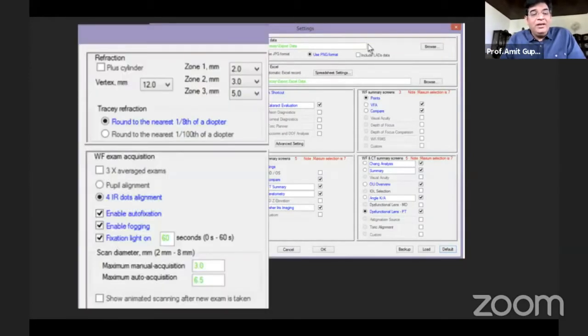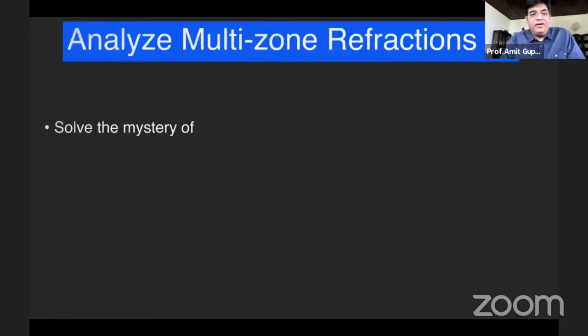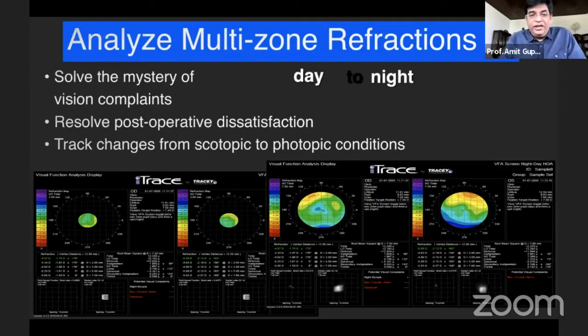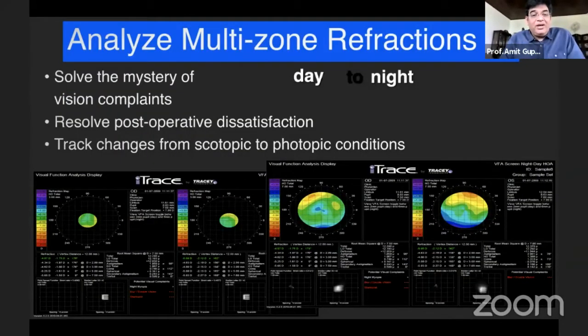As I was saying, in the settings we can have multiple zones in which we can study the refraction, which leads to the multi-zonal refraction analysis. So how does it help us, knowing the refraction of various zones? It helps us solve the mystery of day to night vision complaints, and resolve patients who have post-operative visual dissatisfaction. And it tracks the changes from scotopic to photopic conditions.